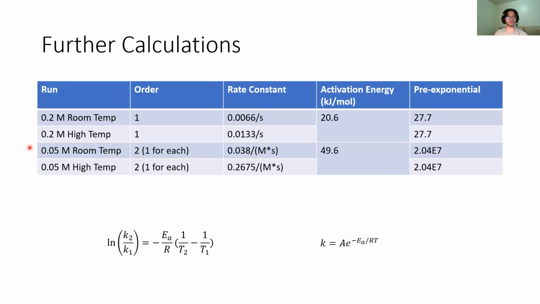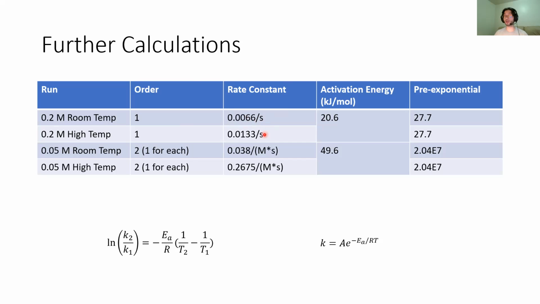So this part is what I just said. It is our 4 runs and our order that we concluded for each. Now we have our rate constant. So for our first order equations, our rate constant is the opposite or the negative of the slope of that line. So we have our 2 beautiful rate constants right here.